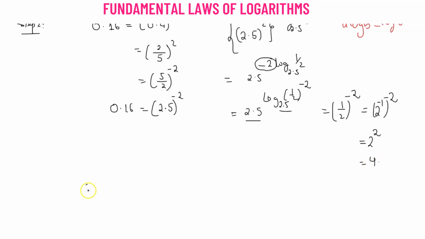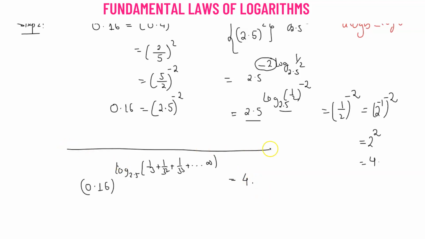That means our final value of 0.16 raised to the power of log with a base of 2.5 of the infinite geometric series 1/3 plus 1/3 squared plus 1/3 cubed all the way up to infinity equals 4. So this is the final value of the given expression.